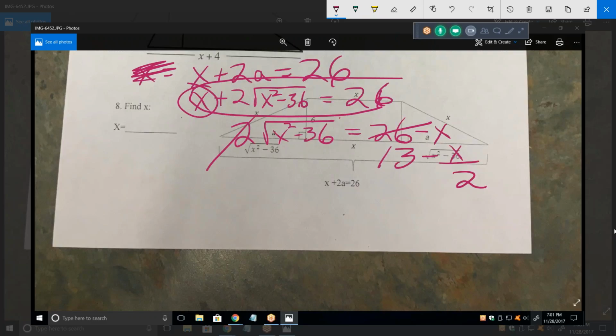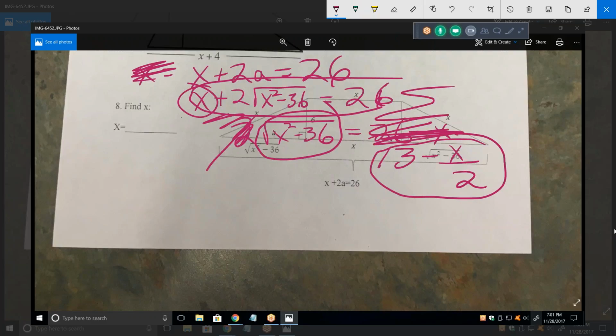Now I've got the radical sign isolated. I got this on the other side. What's my next step? In other words, once you get the radical sign isolated, you want to square both sides. Well, that leaves me this on the left.